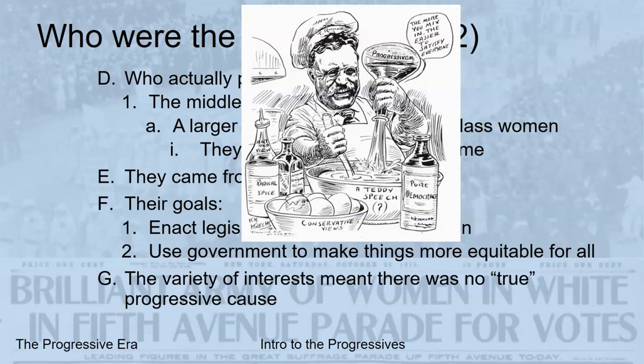And another thing with the progressives is because the things they are interested in are so varied, and because people are people, we may be progressive in one area but not progressive in another. As you go through the progressive era, you will see some people who are progressives, except in one area where they are very, very not progressive. But we still consider them part of the movement because there were places where they did want that reform. So there's no one true progressive cause or goal.